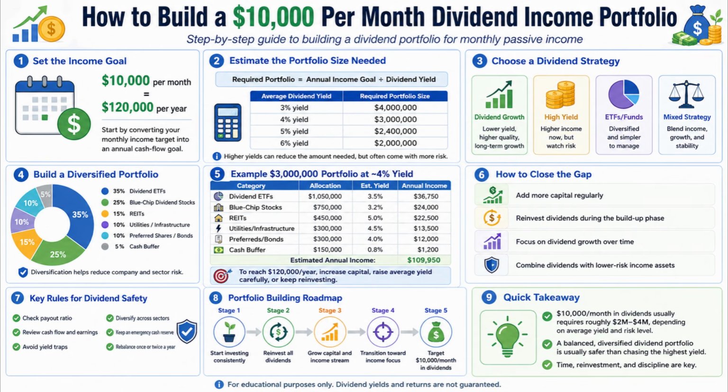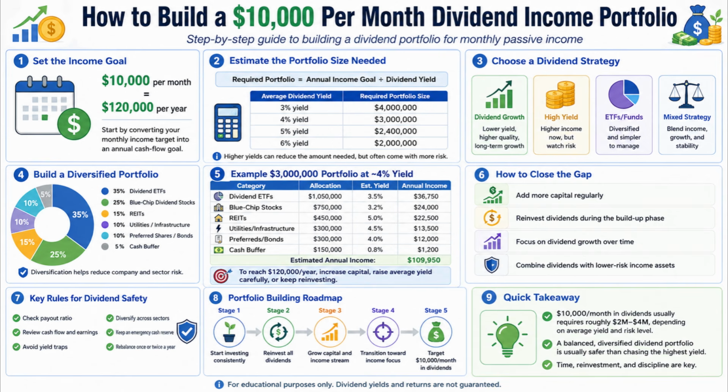Then, building a diversified portfolio becomes very important. A sample portfolio may include dividend ETFs, blue-chip dividend stocks, REITs, utilities, infrastructure, preferred shares, bonds, and a small cash buffer. This helps reduce the risk of depending too much on one company, one sector, or one type of asset.